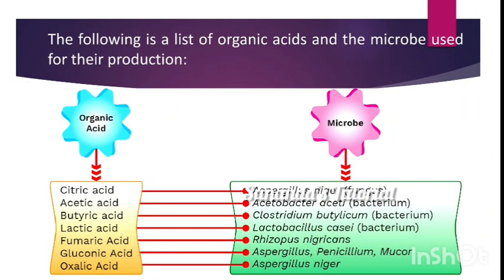For example, citric acid can be produced by using Aspergillus niger. Acetic acid can be produced from Acetobacter aceti. Butyric acid from Clostridium butylicum. Lactic acid from Lactobacillus casei. Next, fumaric acid from Rhizopus nigricans. Gluconic acid from Aspergillus, from Penicillium as well as from Mucor. Next, oxalic acid from Aspergillus niger. So these are some organic acids and microbes used for their production.